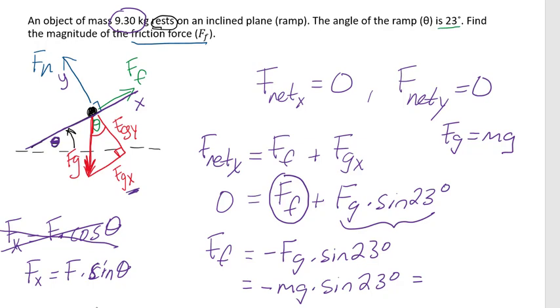So 9.3 kilograms times 9.81. This is going to be positive because we have a negative number here in front of the mass, and g is also negative. And then we're going to multiply by sine of 23. And I get 35.6 for some other digits, so maybe 35.6 newtons for the friction force. That would be positive. We got a positive answer, which tells us that the direction is up the ramp. Down the ramp would be negative.